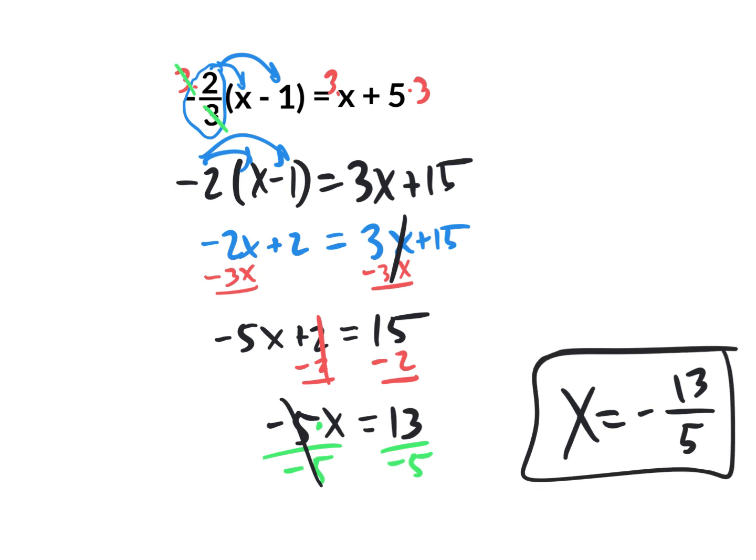Or you could change that to a mixed number. How? 13 divided by 5, how many times will that go in? That'll go in 2 times with the remainder of 3 over the original 5. So you could write it like that as well.